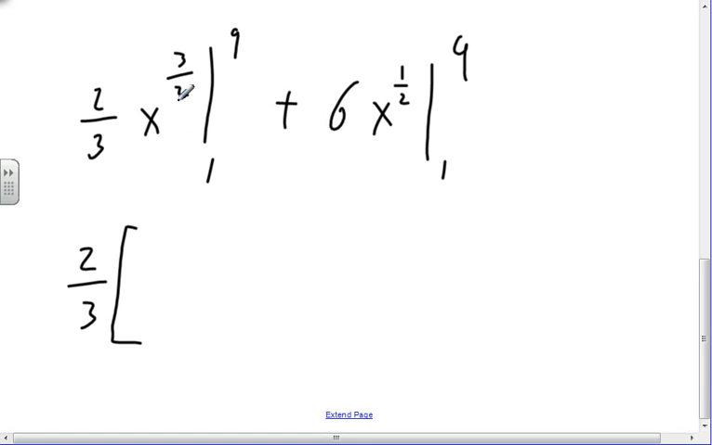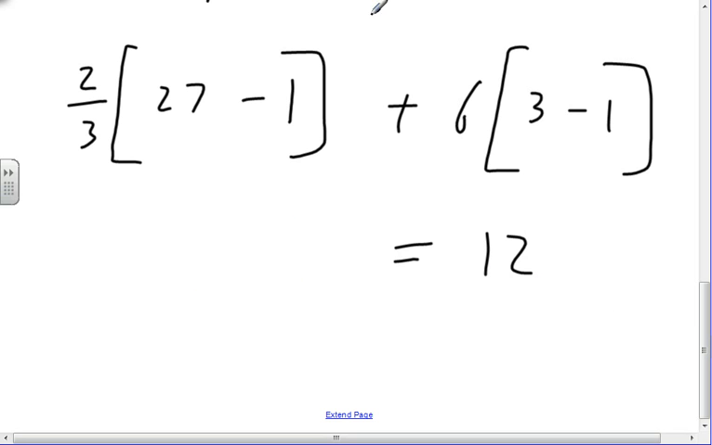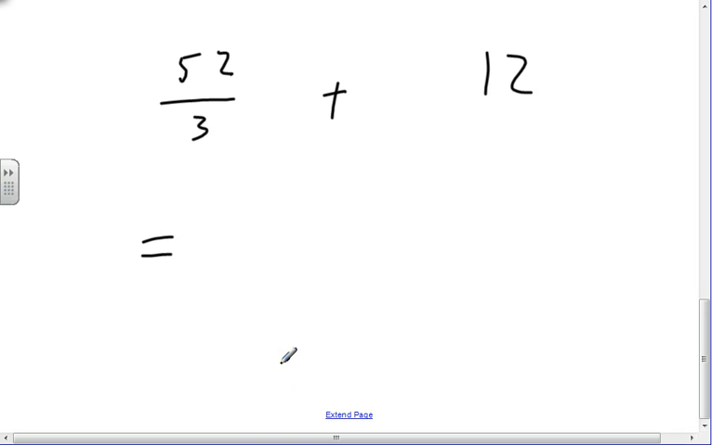2/3 times, that's 27. 27 minus 1 plus 6 times 3 minus 1. Well, this side is 12, so that would be good, as long as I didn't have an equal sign there. 26. 26 times 2. 52 over 3. 52 over 3 plus 12. Well, that was good. All right, calculator time. 52 over 3 plus 12 equals 29 1/3. Now, I'm sure I could have gotten that without my calculator.